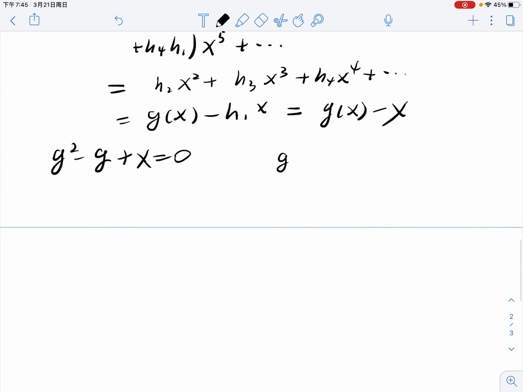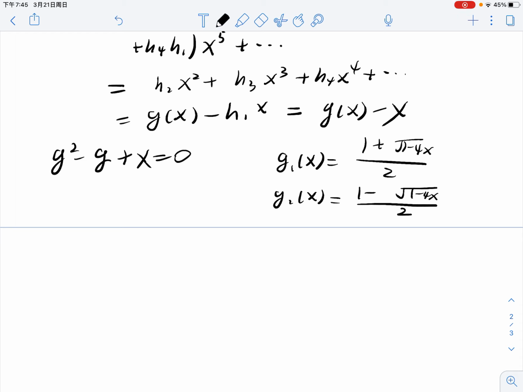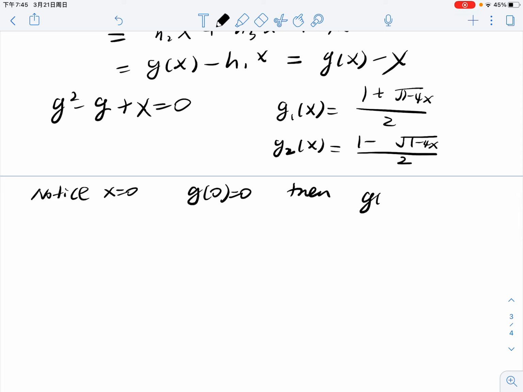And to solve it, you have two solutions. But notice that when x is 0, g should be 0. Then the first solution isn't the one we want. So g(x) should be the second one.